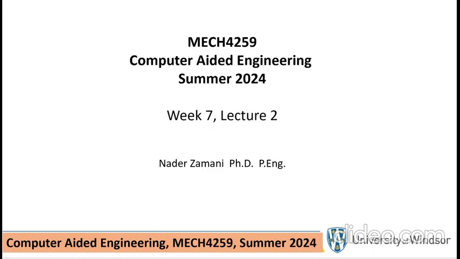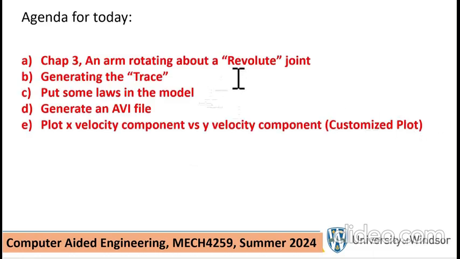Good morning, folks. This is the second lecture of week 7, and we started the subject of mechanism design and the kinematic analysis in the last lecture. Here, I want to discuss the continuation of that topic, except that the joint that we are going to be looking at is what is called a revolute joint.